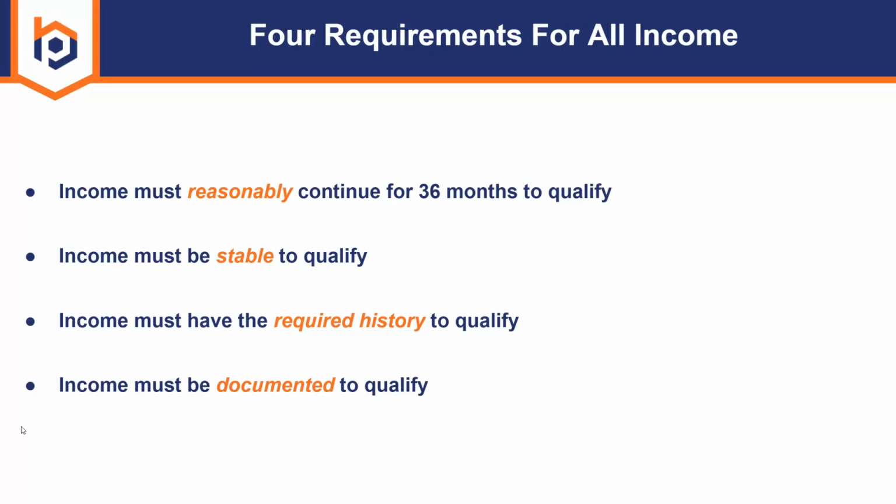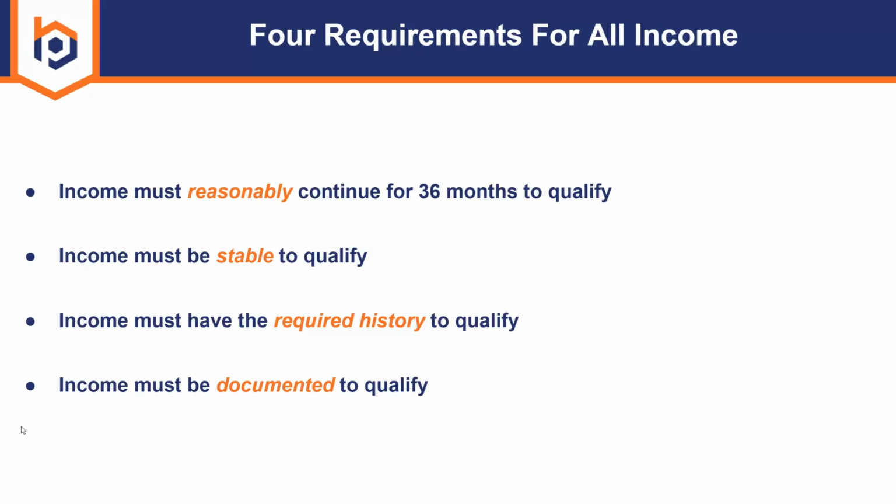Now we'll define stable by doing enough math and explaining that in the future slides. The third requirement is that income must have the required history to qualify. Looking at the guidelines, incomes have different history requirements to qualify. For example, you cannot qualify with self-employment unless you have 2 years, or 1 year on an exception, of earning that income from that particular business. But Social Security, you can qualify on it the first month you get it.